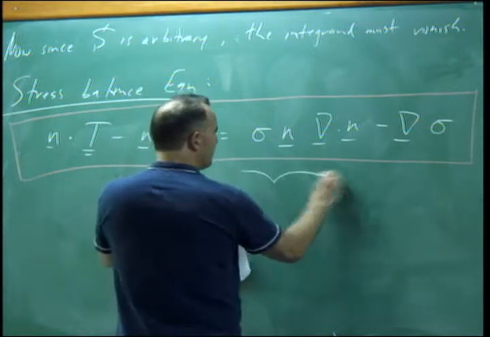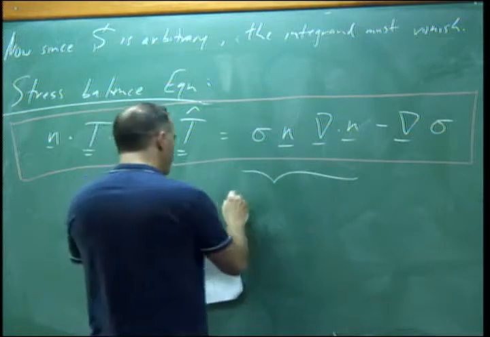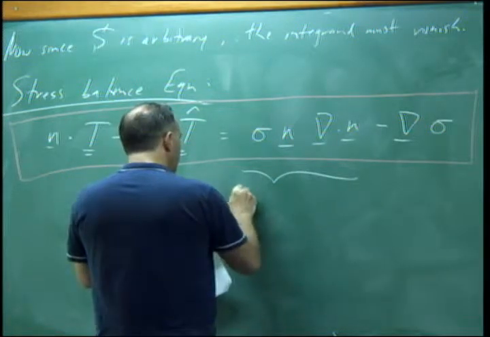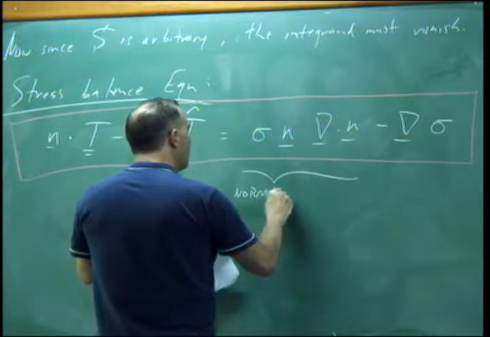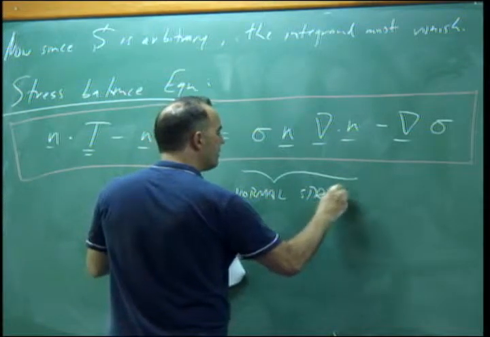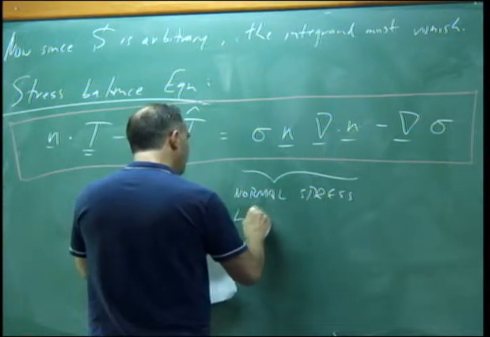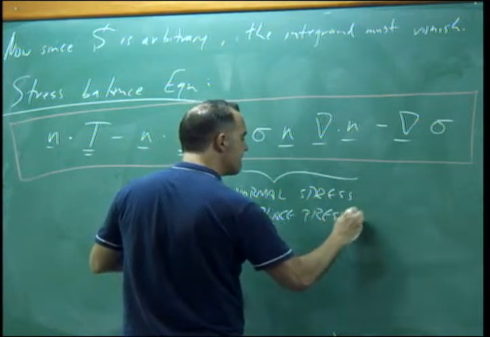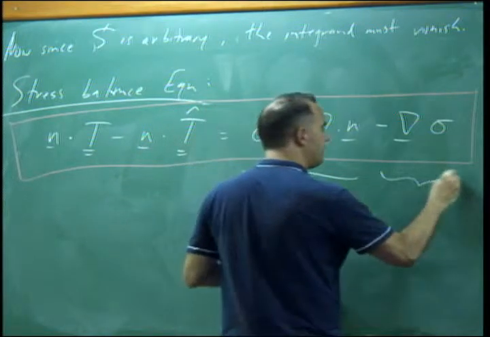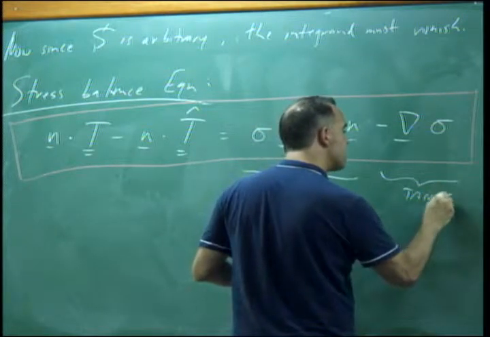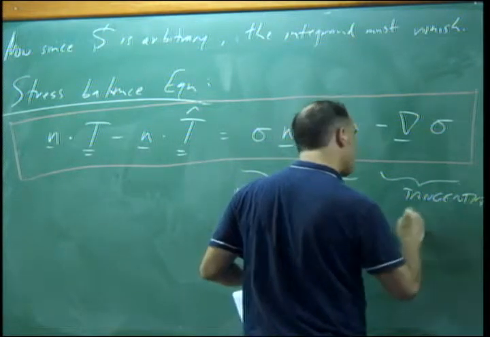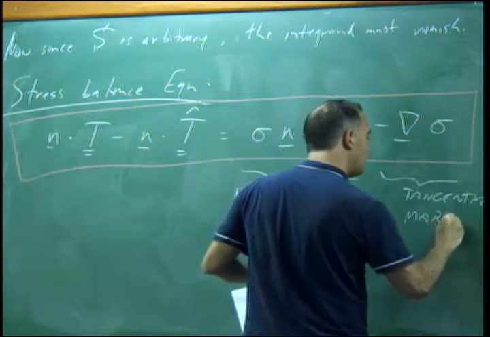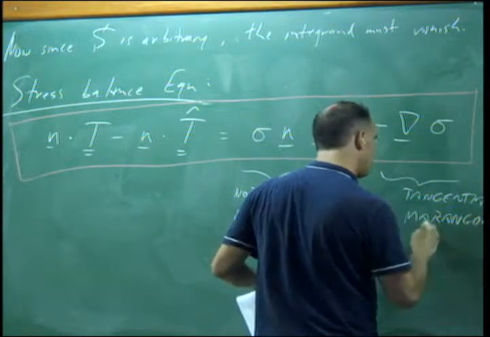So notice this has a normal component. So this is the normal stress, basically with a magnitude given by the Laplace pressure, and this is a tangential stress, which we'll call Marangoni stress.